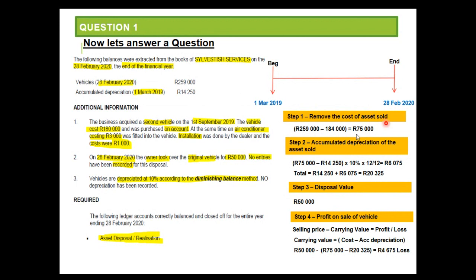So we said the two accounts here are vehicles and asset disposal. Just look at the vehicle. If you are removing the vehicle, it means your vehicle account will be decreasing. And remember, the vehicle is an asset. An asset decreases on the credit side. So if I record on the credit side of that vehicle, it means when I go to the asset disposal, I'll go to the debit side.